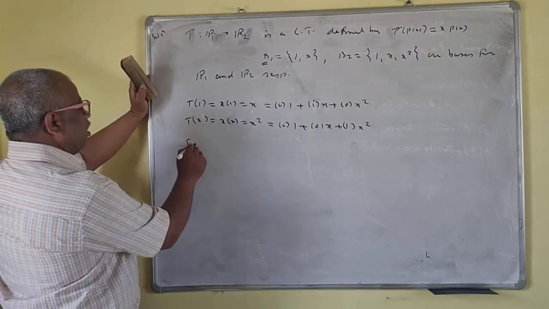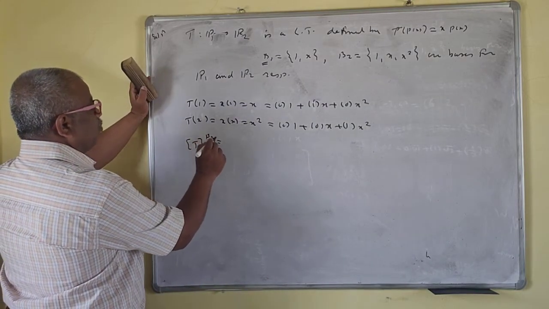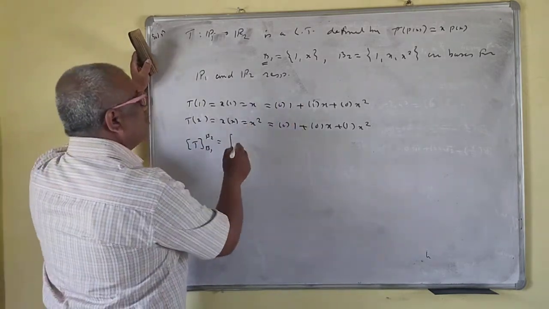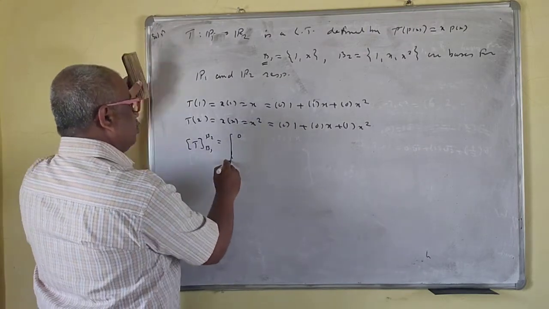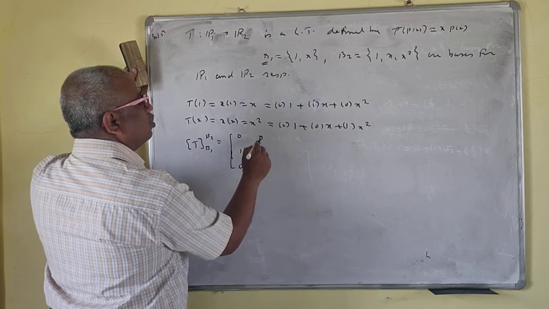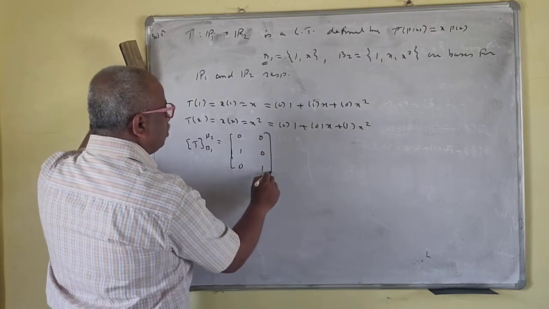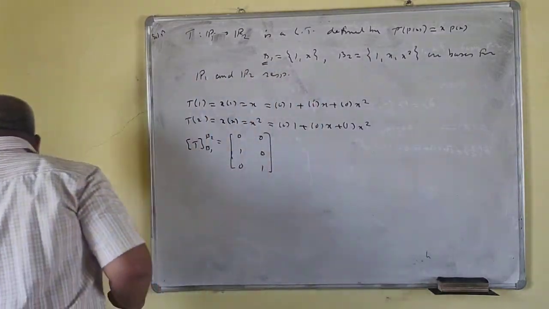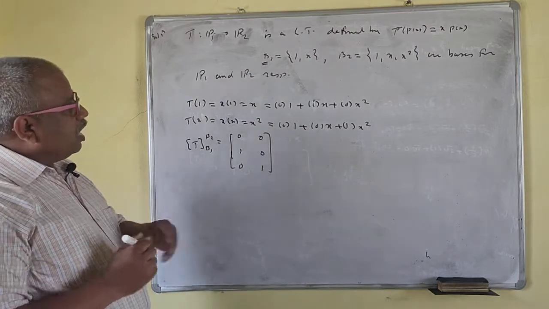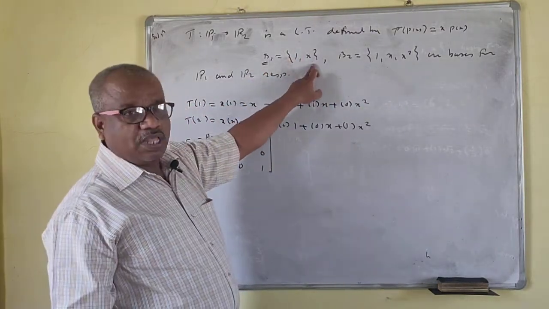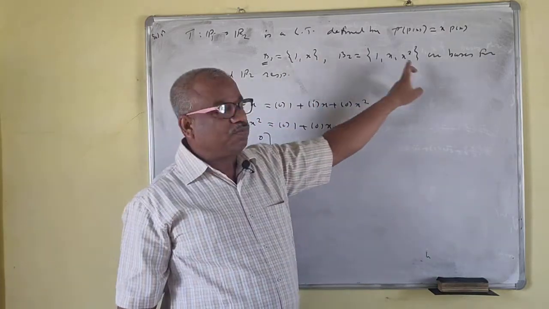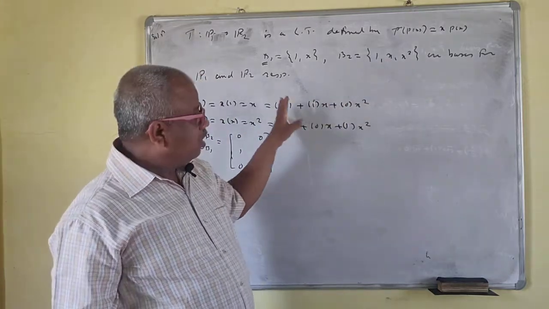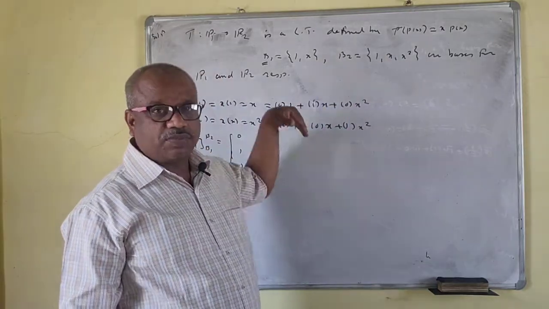Now here we can write the standard matrix. B1 is the basis for the domain, B2 is this. You have to write these column wise. So this is 0 1 0 in the first column and 0 0 1 in the second. This is your matrix. I hope you understand this. So you can find the matrix for any basis given. You have to find T of each basis vector, express it as a linear combination of the codomain basis, and the coefficients are nothing but the columns of the matrix.